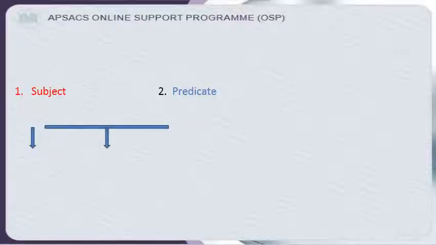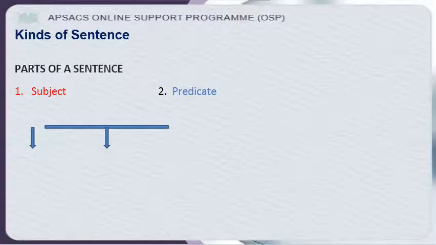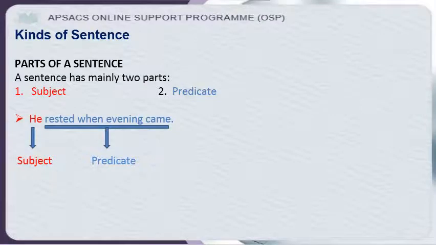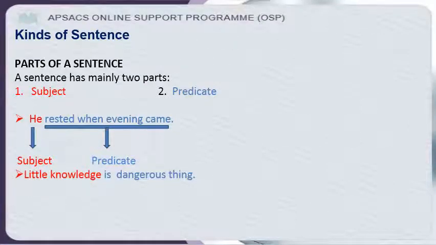What is a subject and what is a predicate? Look at this, please. He rested when evening came. He is the subject here, and the rest of the sentence besides the subject is the predicate. Little knowledge is a dangerous thing. Just like the first one, little knowledge is the subject and the other part is the predicate. Birds fly and fish swim. Yes, there are two subjects and two verbs.